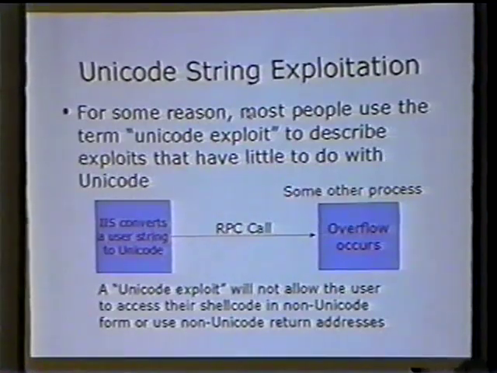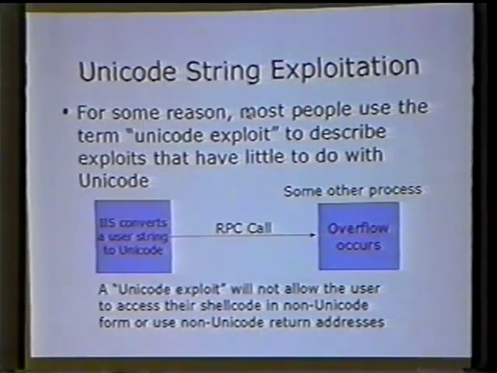OK, so if you look at what a Unicode exploit is typically described as, if someone releases an advisory and says, "I have a Unicode exploit in the following product," this is what they really should be saying. What they really mean is, "I found some way to get arbitrary data into Unicode form."